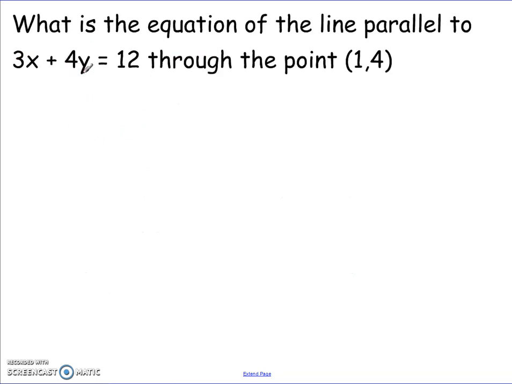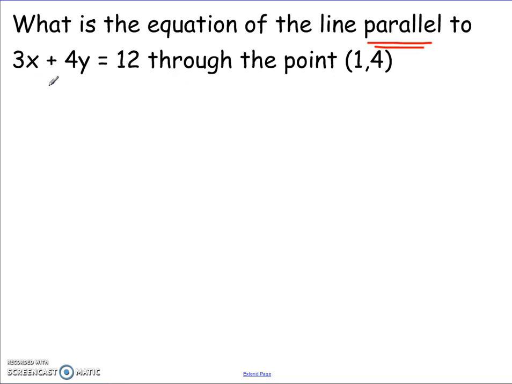Now the last question I asked you, what was the equation of the line parallel to this one through the point 1, 4? Well, again, we need a gradient, but we don't have 2 points for it. However, we've got a key bit of information. Parallel. Think of two lines as a train track. Parallel to each other means they're running alongside each other and they'll never meet. When you've got two lines like this, that means the gradients are equal. So the gradient of the line I want is equal to the gradient of this.